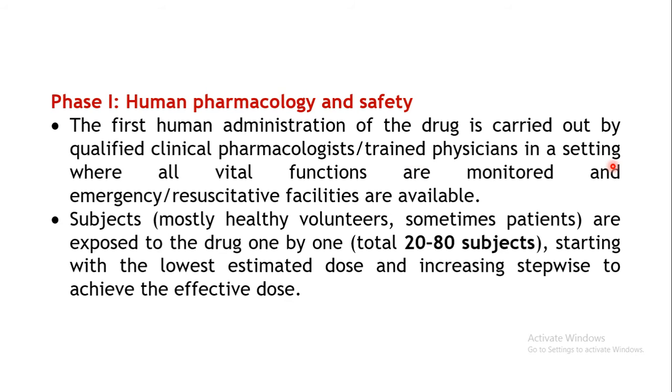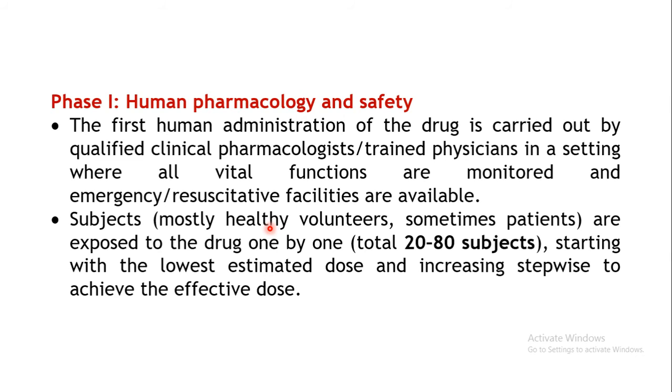a proper setting wherein all the vital functions of those individuals can be monitored, and if there is any kind of risk or emergency, all those facilities are available at hand. So that if there are any deleterious effects, they can be easily controlled or treated. The subjects selected are mostly healthy volunteers. So phase 1 is generally carried out on healthy individuals.